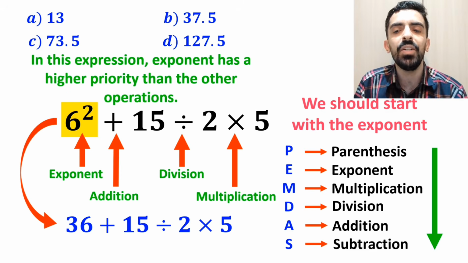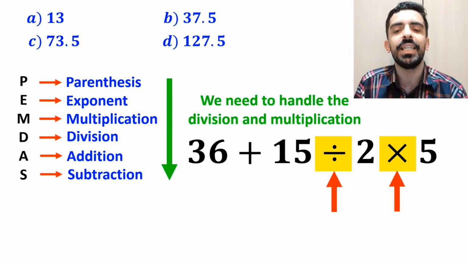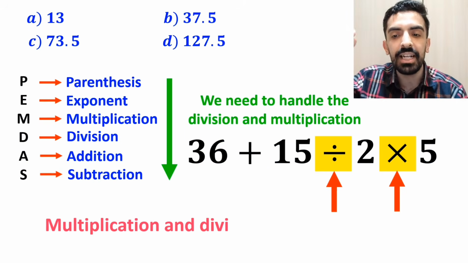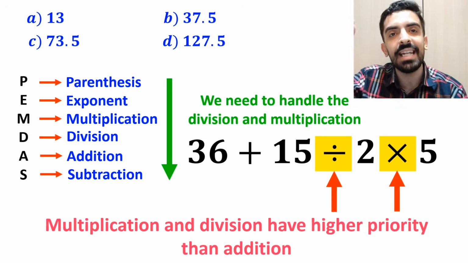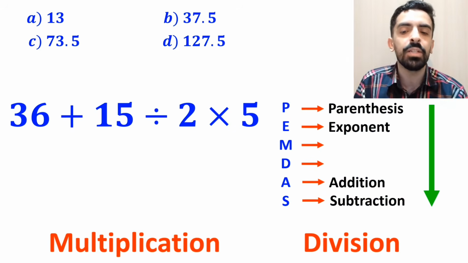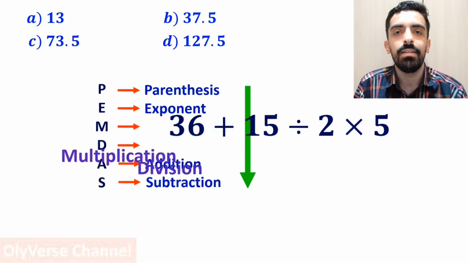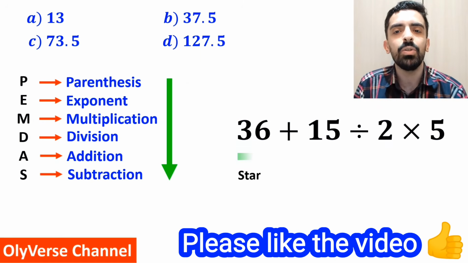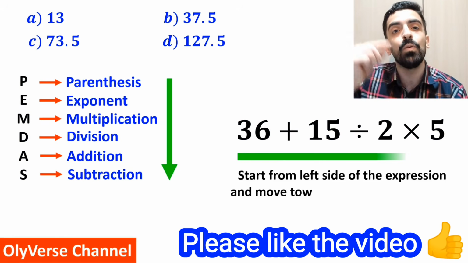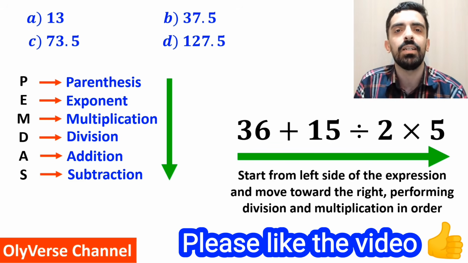So, this expression simplifies to 36 plus 15 divided by 2 multiplied by 5. And the next step, we need to handle the division and multiplication, since multiplication and division have higher priority than addition. However, it's very important to note that multiplication and division have exactly the same level of priority. In this situation, the best thing to do is to start from the left side of the expression and move toward the right, performing division and multiplication in order.